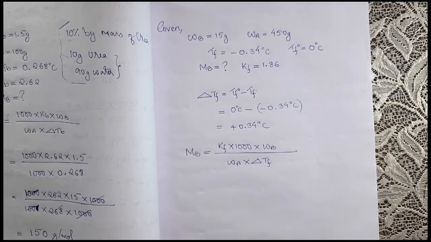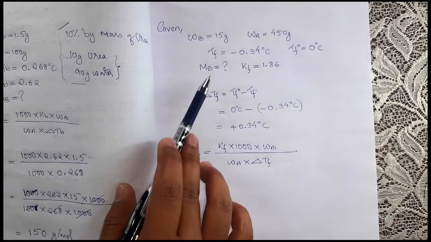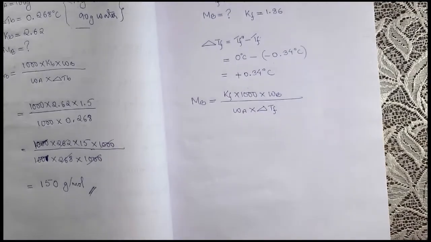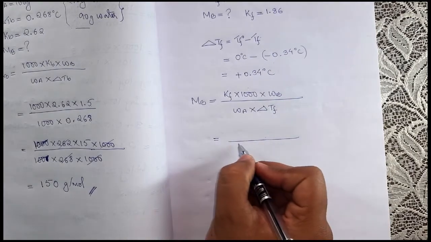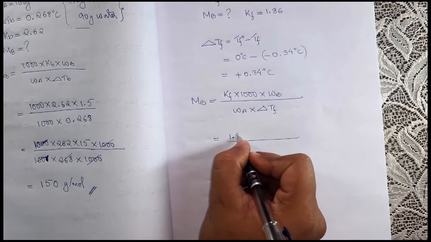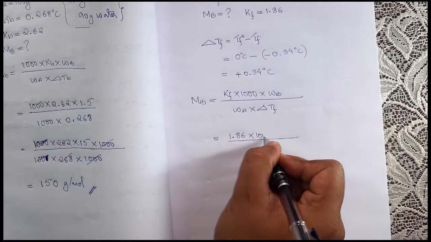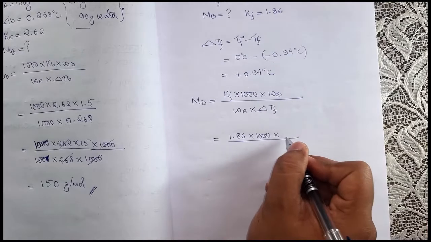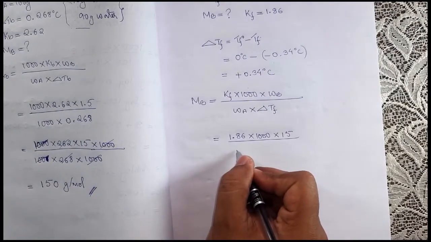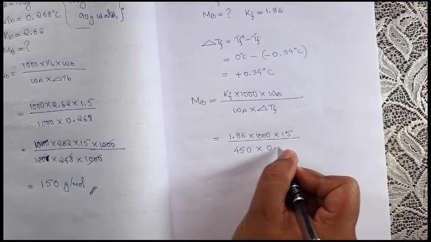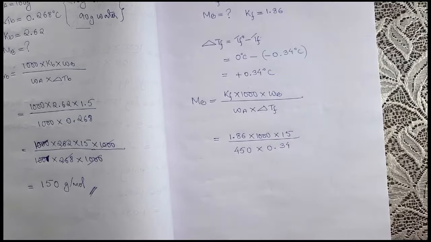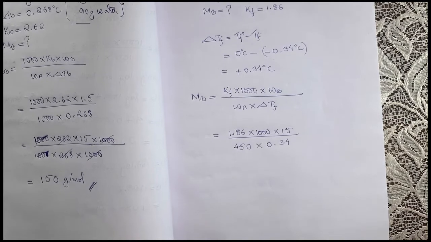So what are we supposed to find? We are supposed to find the molar mass of the material, that is Mb. So out here, this is the formula we shall use. So I'll just put all the values. We have Kf is 1.86 into 1000 into Wb is 15, Wa is 450 into 0.34. So what I shall do is I shall remove all the points, do the cancellation, multiply and then divide in order to get the answer.